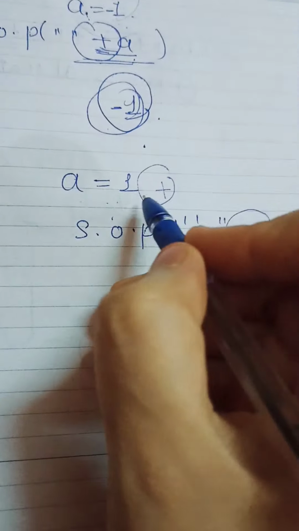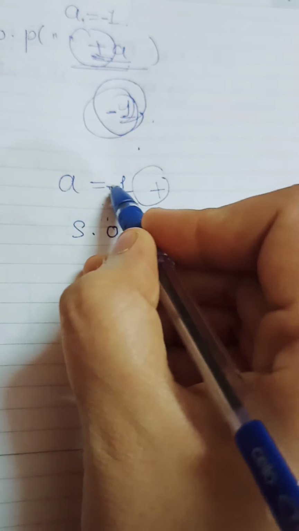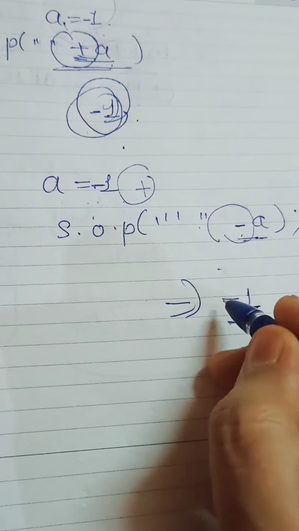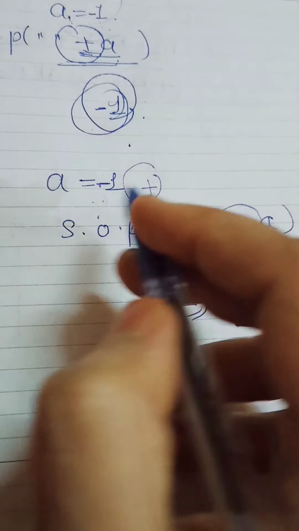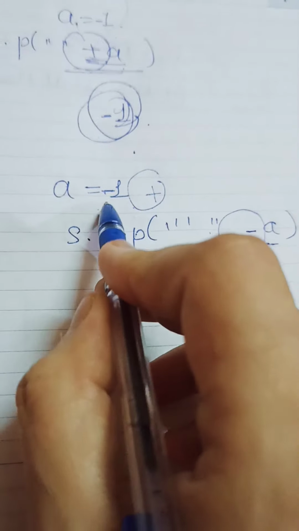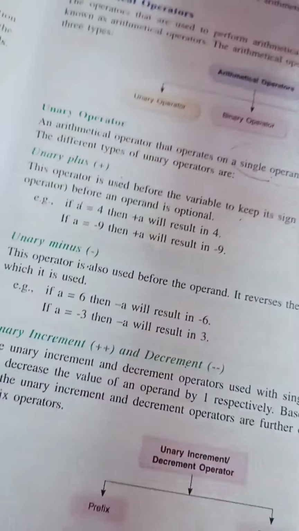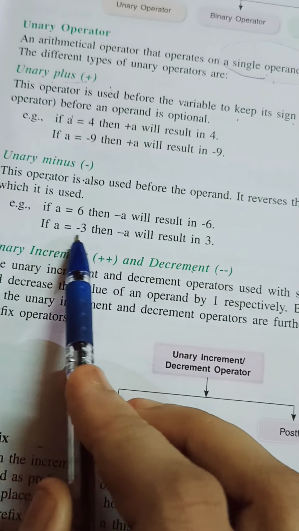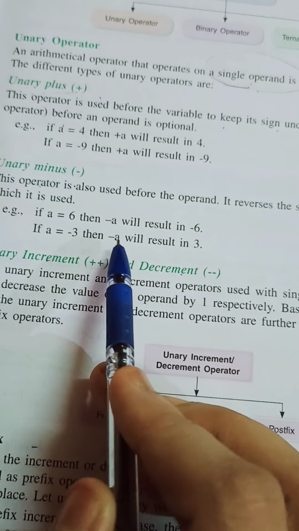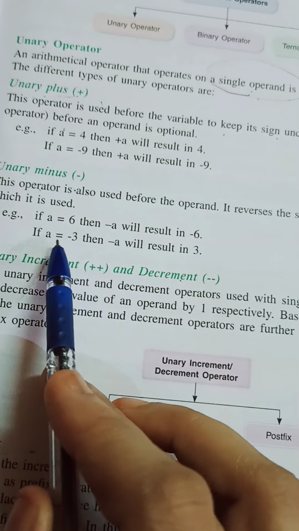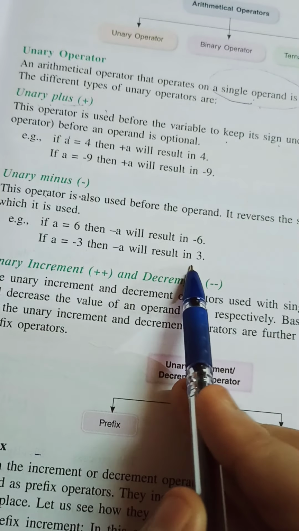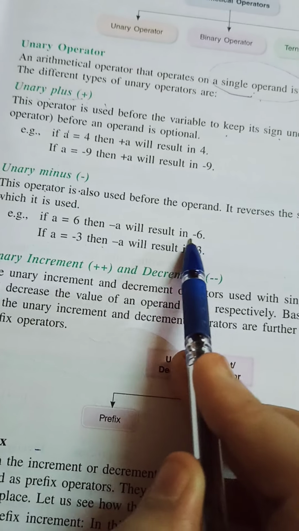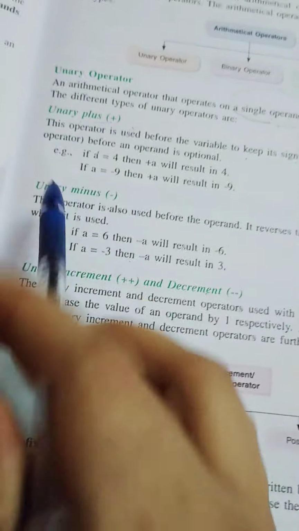Similarly, if I initialize the value of A as minus 1, then what will my output be? It will be plus 1. Why? Because the unary operator will change the sign of your value. In this example, if the value of A is minus 3 and I print minus A, then minus of minus will be plus, so the output will be plus 3. This is very easy.